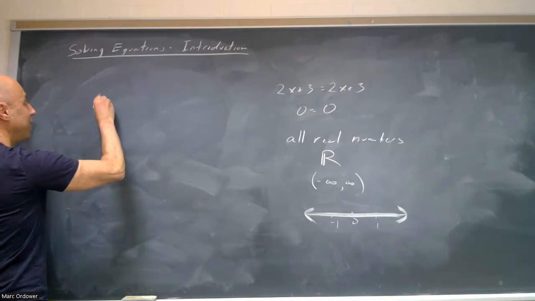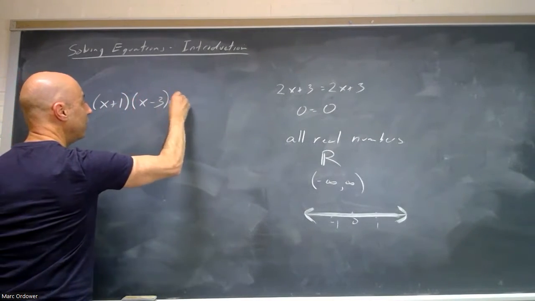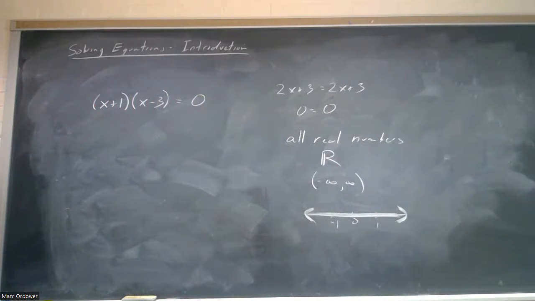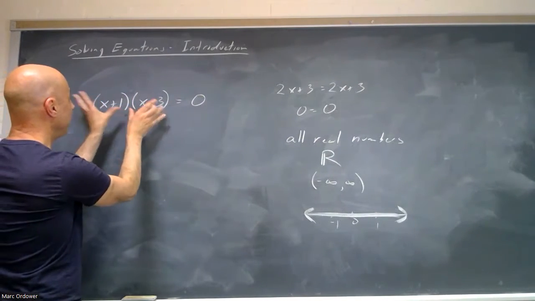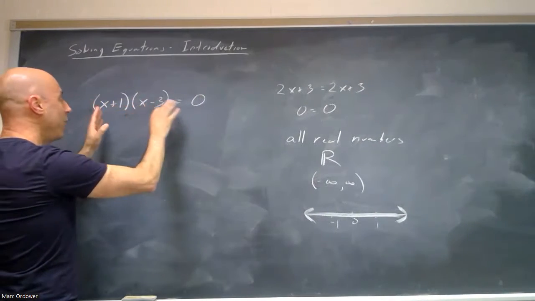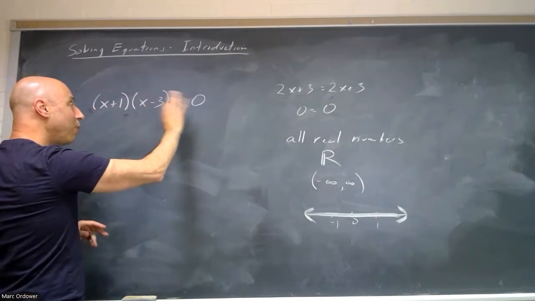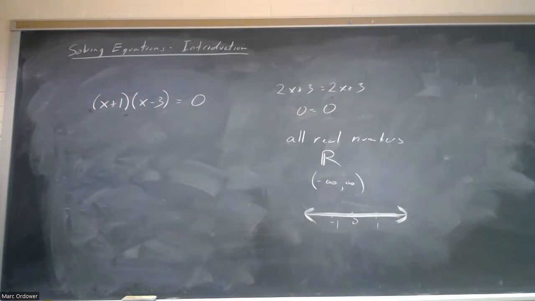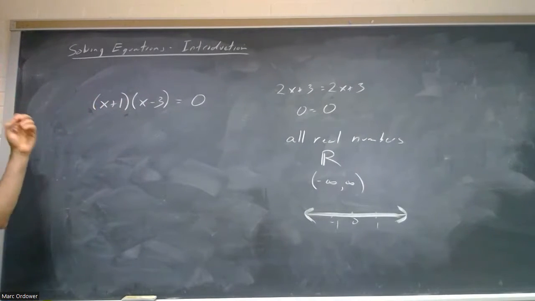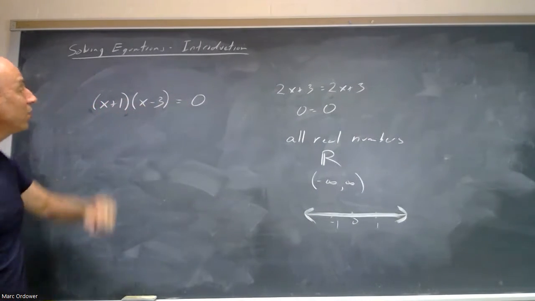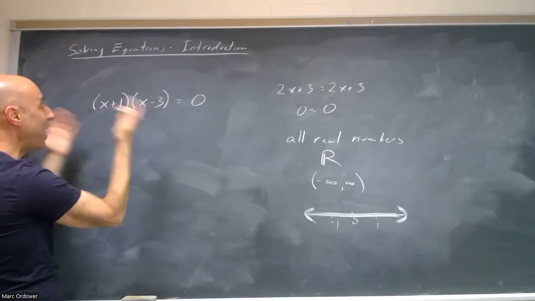So let's say I have something like this. x plus 1 times x minus 3 equals 0. When you're using factoring, this is already factored. This is already the product of two things that are in parentheses. When you're solving an equation using factoring, it's very important that what's on one side of the equation is a 0. And the reason for that is that it's very easy to decide when two or more things multiply to give you 0. If two or more things multiply to give you 0, one of them has to be 0.